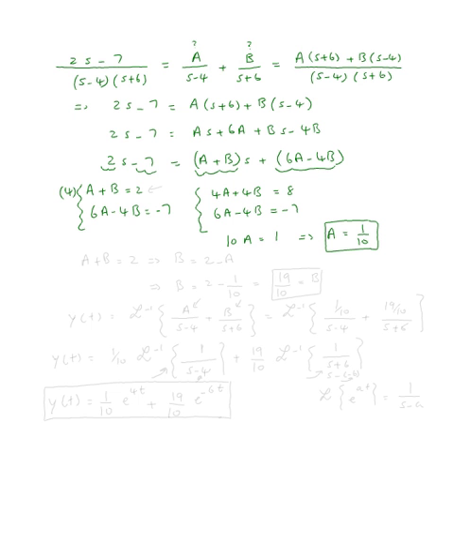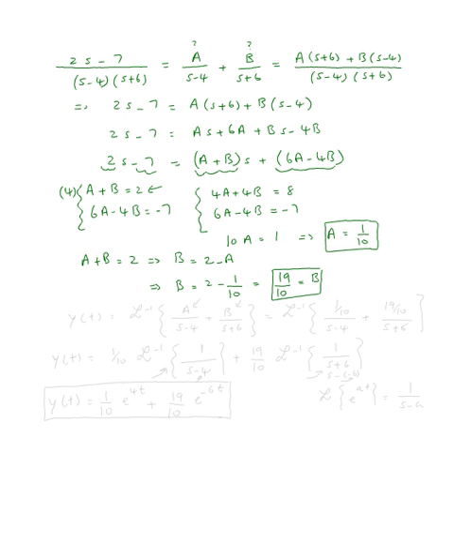So that's my A. How do I find my B? Just look at this equation. A plus B is equal to 2, which means B is equal to 2 minus A, which means B is equal to 2 minus 1 over 10. A is 1 over 10. 20 minus 1 is 19 over 10. So my B happens to be 19 over 10.